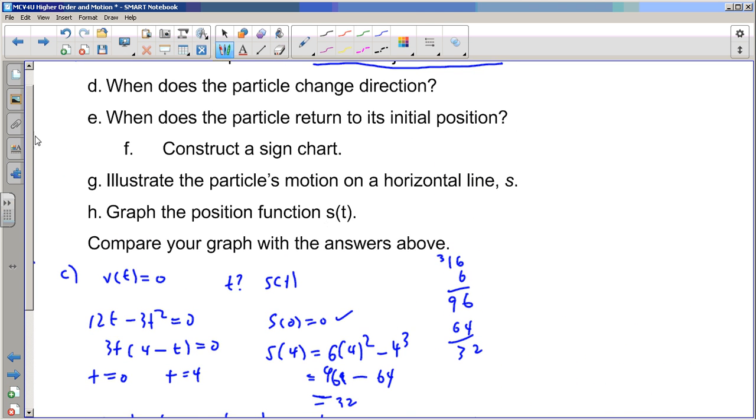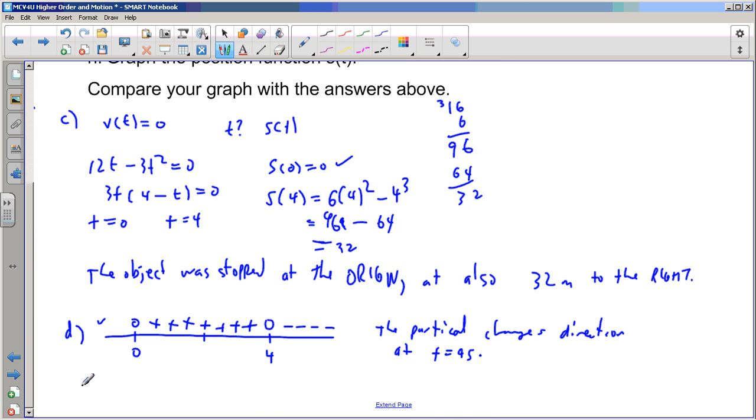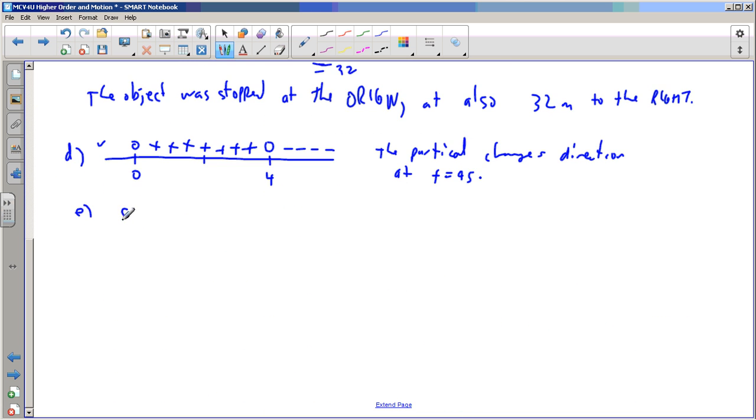When does the particle return to its initial position? So initial position, that's when S at t equals 0. Now that means we've got to solve this equation. Isn't this fun? This feels a lot like advanced functions, solving these polynomial equations. So factor out a t squared, 6 minus t equals 0. So at time equals 0 and time equals 6, it's at the initial position. Particle back at origin.